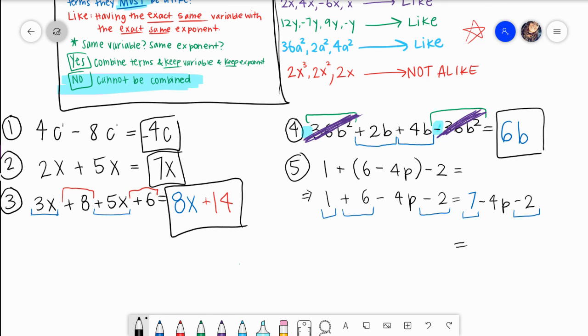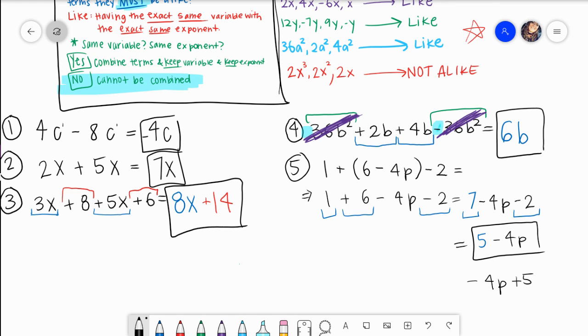So if I look at just my coefficients, those signs are different. So I would subtract. I'm going to do it in blue. Those signs are different, so I would subtract, keep the sign of the larger, and then I have my negative 4p. Okay, so that is the answer because those are not like terms. Another answer would also be to write it as negative 4p plus 5.